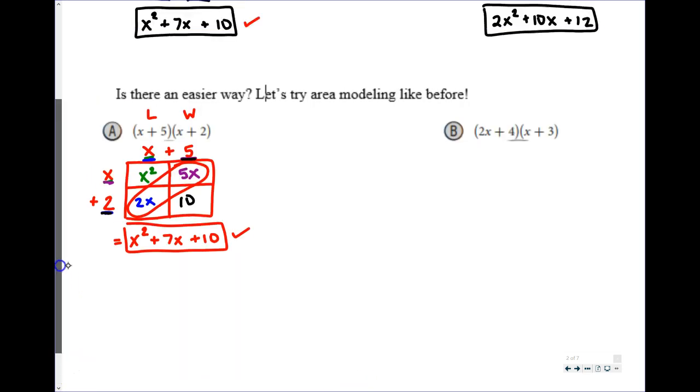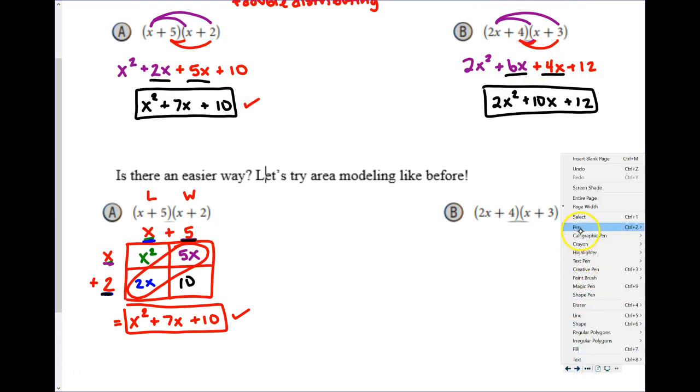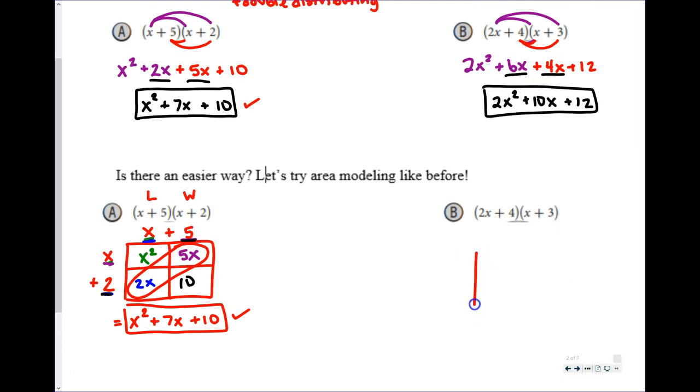So example B, it's the exact same problem up here, 2x plus 4 times x plus 3, but let's try it with the area model. So I'm going to draw my box. I'm going to put 2x plus 4 on top and x plus 3 on the side. It doesn't matter which you put on top or bottom. I could put the x plus 3 on top and the 2x plus 4 on the side. You'll get the same answer, so it doesn't matter.